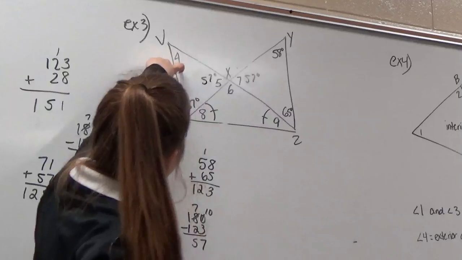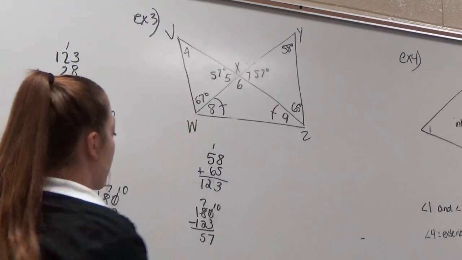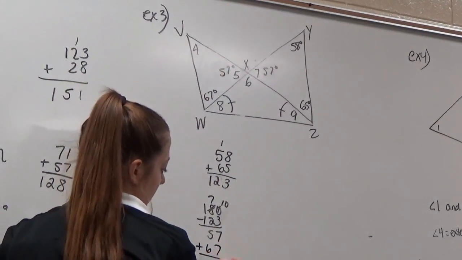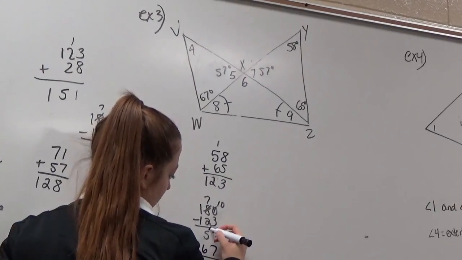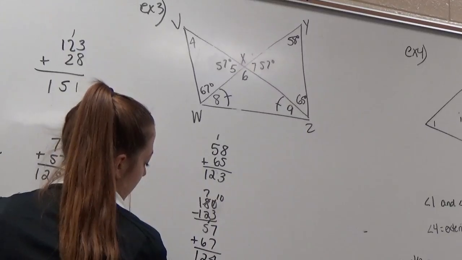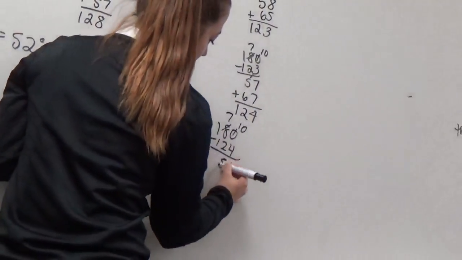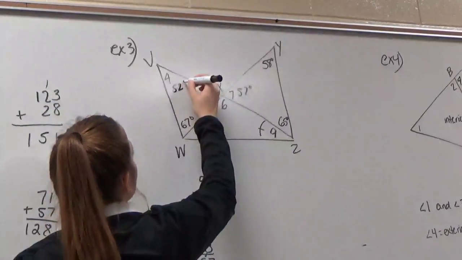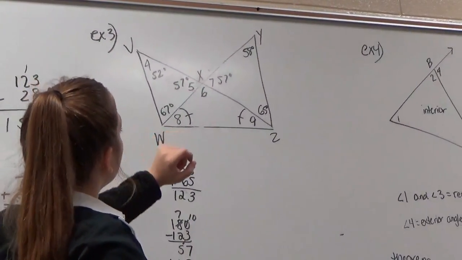Now we can figure out the 4, so we have 67 and 57. So 67 plus 57 is 124, so 180 minus 124. That's 56 degrees.